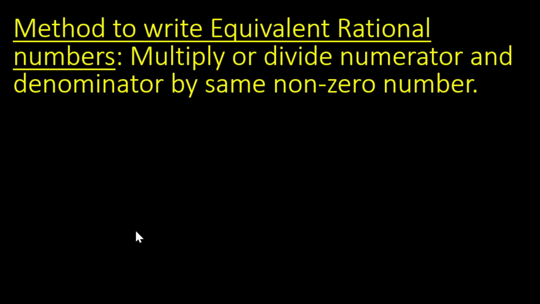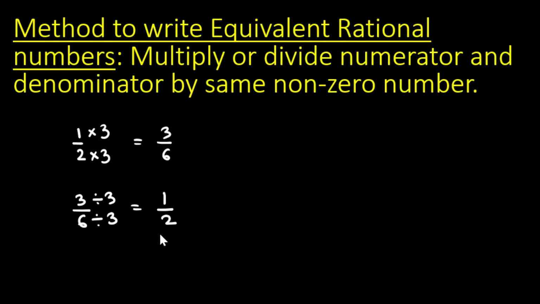Method to write equivalent rational numbers: multiply or divide numerator and denominator by same non-zero number. Other than 0, any number we can multiply numerator and denominator by the same number, or we can divide the numerator and denominator by the same number. In the previous example where we have taken a chocolate bar, from 1 by 2 we can create 3 by 6 by multiplying both numerator and denominator by 3. So this will give you 3 by 6. Or even from 3 by 6 we can get 1 by 2 by dividing both 3 and 6 by 3. 3 divided by 3 is 1, 6 divided by 3 is 2.